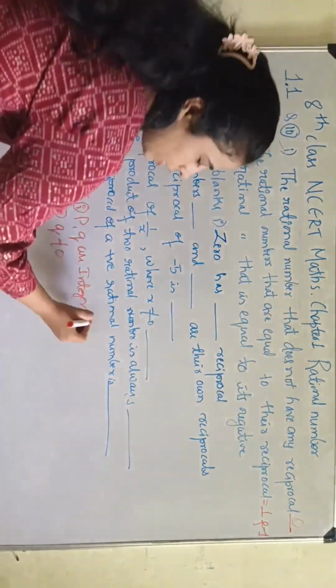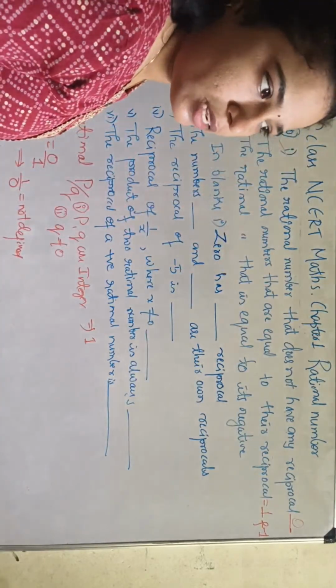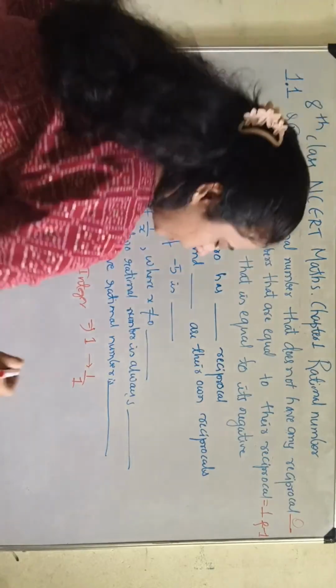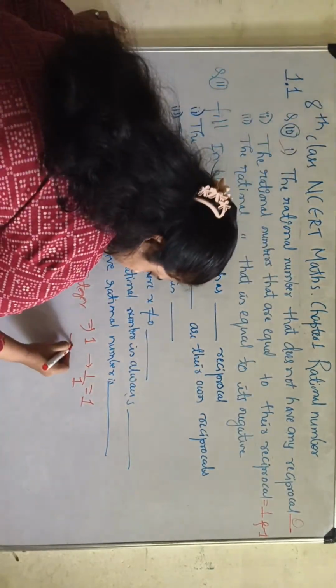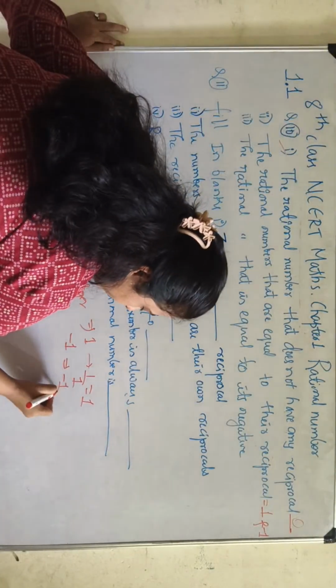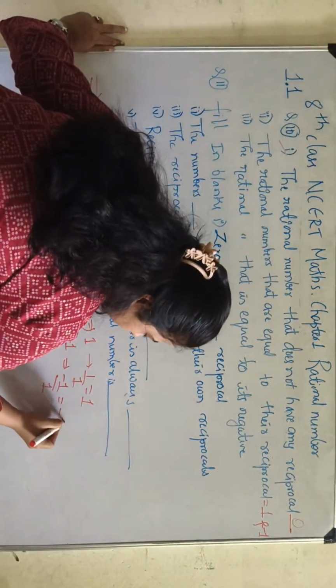How? See here. The 1 is a number. If I want to write the reciprocal of this, I will write 1 by 1. 1 by 1 is what? Again it is 1. Similarly, minus 1. And what is the reciprocal of minus 1? Minus 1 by 1. Then minus 1 by 1 is what? It is again minus 1.